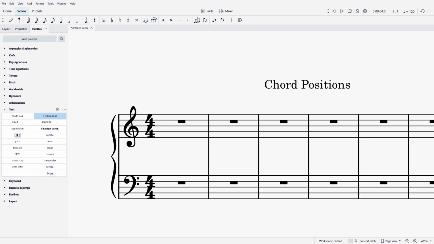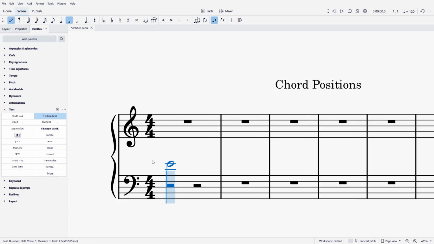Hello everyone. In this video we'll cover the chord positions. What I mean by that, there are two things we need to consider when writing different types of chords. The first thing, if it's an open or a closed chord, and the second thing, what is the degree of the soprano note. And I'll start with the closed and open position.